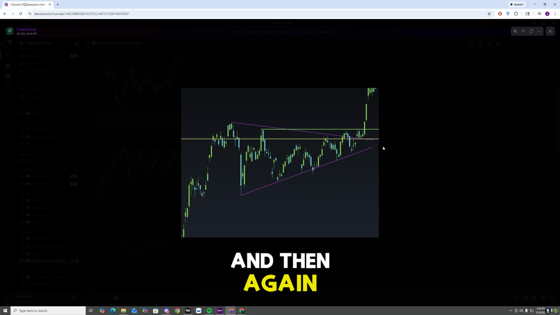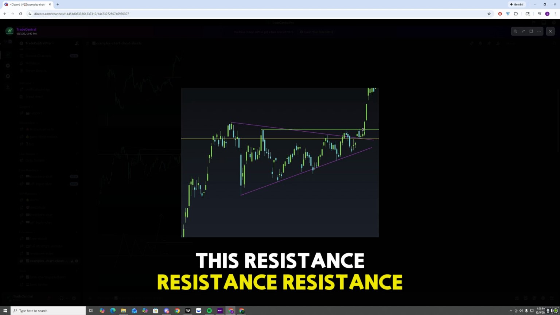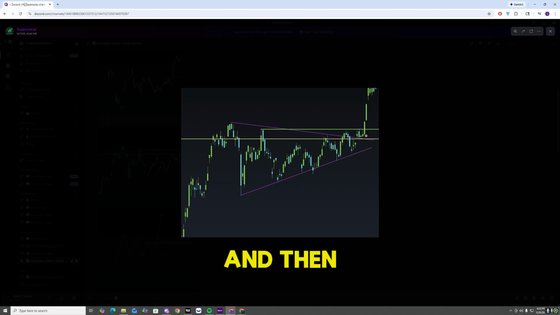And then again, we have a nice move up, consolidation sideways, higher lows, lower highs, and then we chop in this zone right here, right, before breaking above this resistance, and we break through with high volume, and then we get that nice move up. Okay, so that is our entry, that is the surge point.